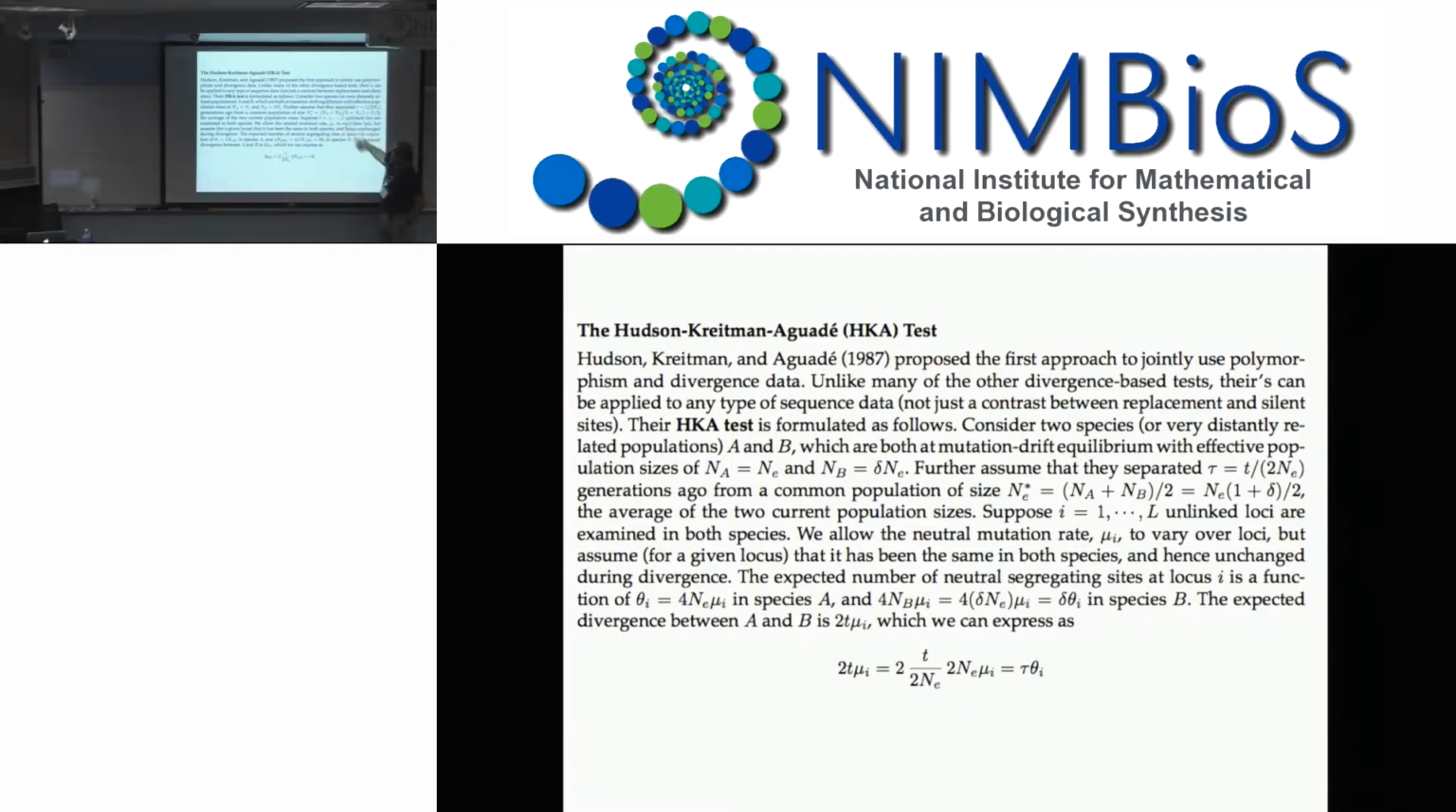Then I have L unlinked loci, and at each unlinked locus, the expected number of segregating sites is simply given by the mutation rate, in species A, effective population size. In species B, I now have a slightly different one, so I can write that as delta times this expression here. So if I have 5 genes, I've got 7 parameters. I've got this common effective population size, I've got this common divergence time, and for each of the 5 genes, I've got a different theta I.